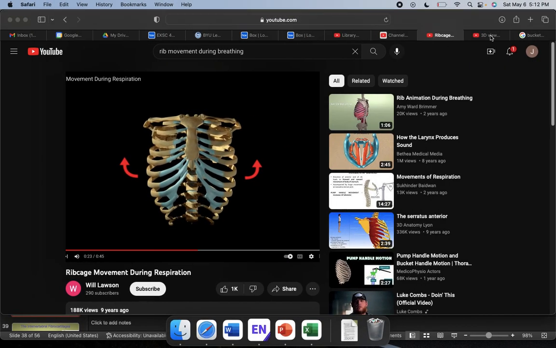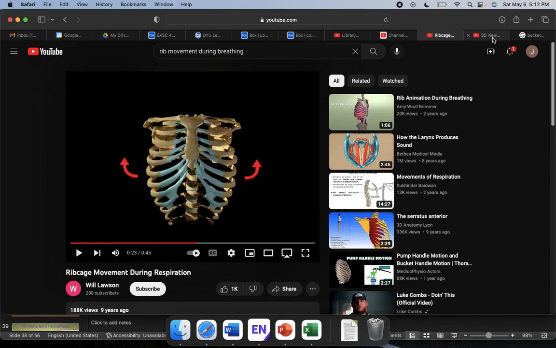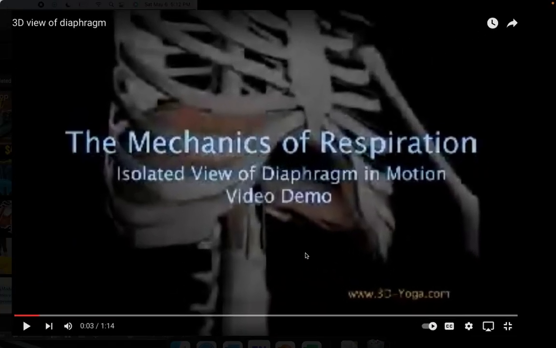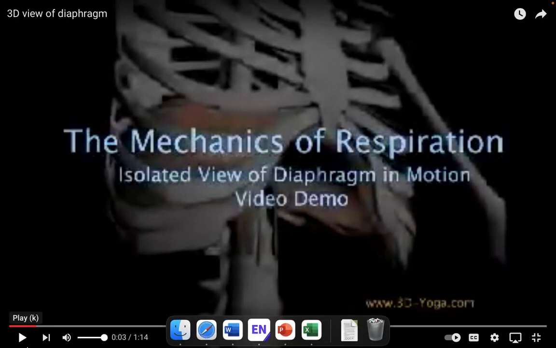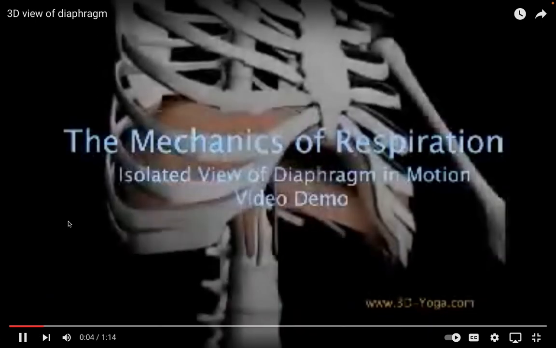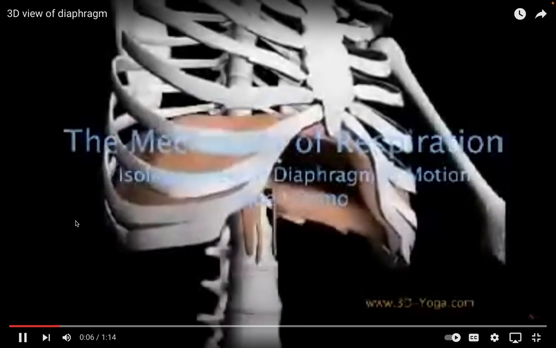I pulled up one last video because I wanted to put it all together with the diaphragm. So this is a 3D figure and representation of how the diaphragm is going to pull up and out and allow the ribs to create that movement. And during heavy activity, our intercostal muscles will also kick in to really exaggerate this inhalation and expiration. So I'll let this play.